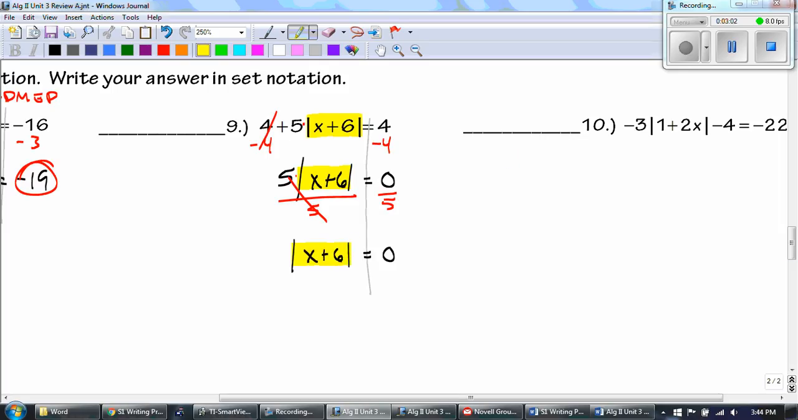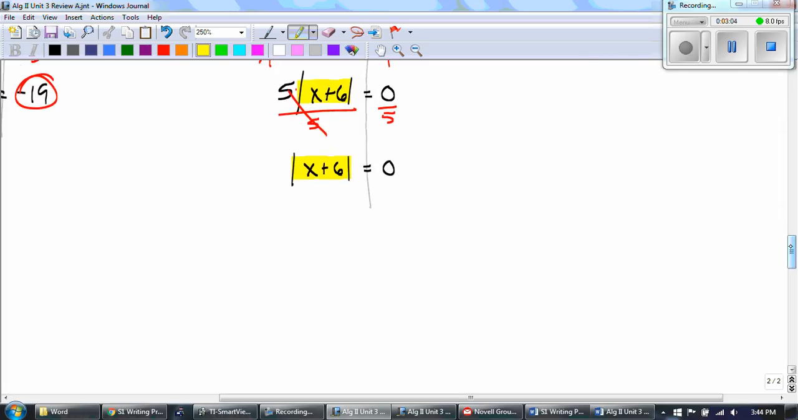And now that my absolute value is by itself, it equals 0. That means there's going to be one solution. So I just do x plus 6 equals 0. And now I solve. Subtract 6 to both sides. And we get that x equals negative 6.